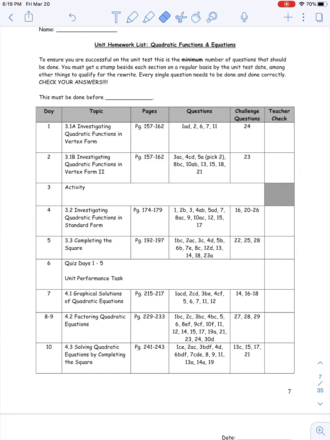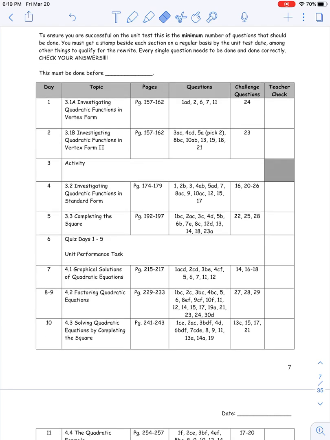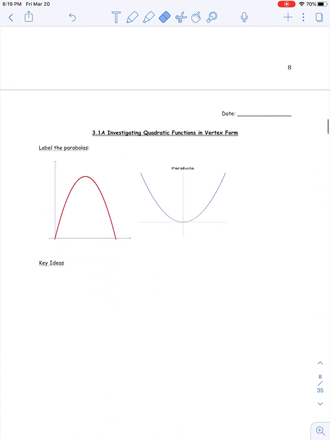Math 20-1 students, I wanted to introduce you to your quadratics unit. That's going to be quadratic functions and quadratic equations. What's important is that you look at the homework sheet, and for each lesson that you do, you practice so that you are really confident in this unit going into Math 30-1. A lot of the concepts in this unit will repeat themselves and are very important for Math 30-1.